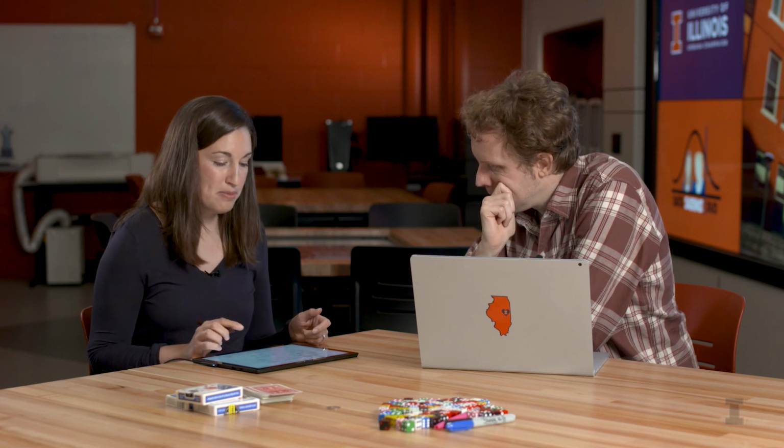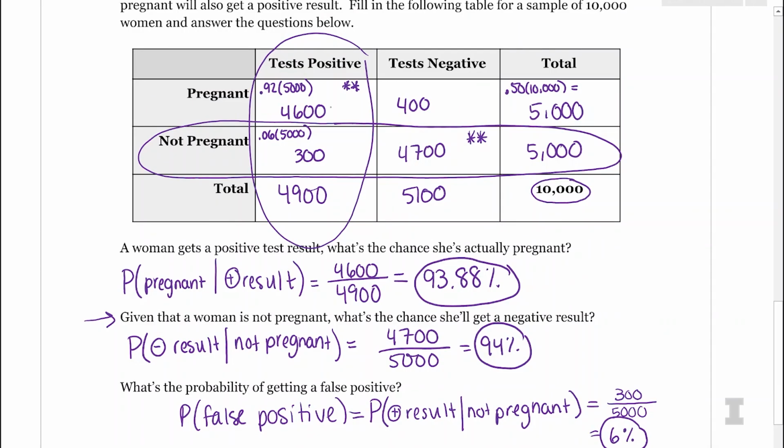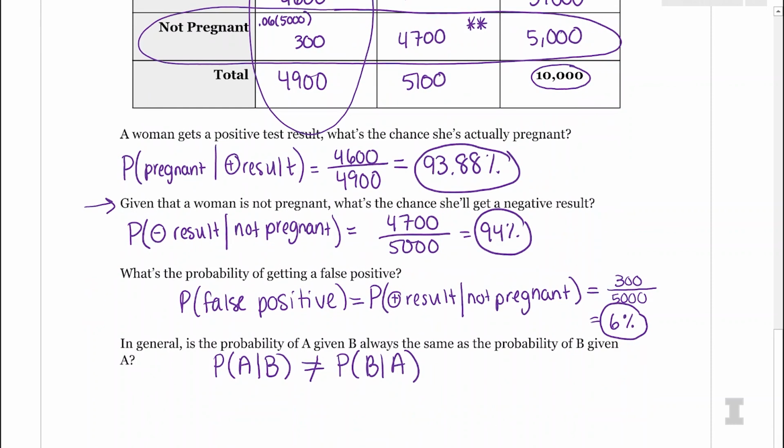But here, if I looked at the probability that a woman is pregnant given that they tested positive, and the probability that they tested positive given they're pregnant, those would be two different numbers. So I think that is it for conditional probability.